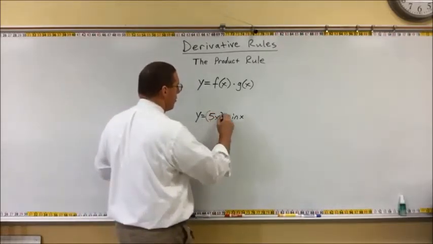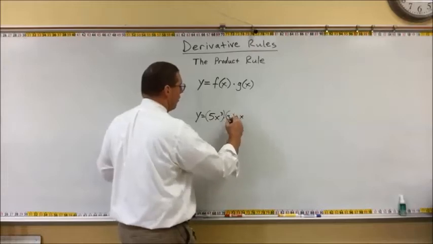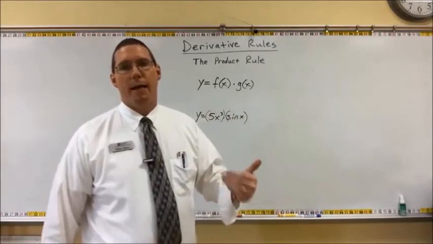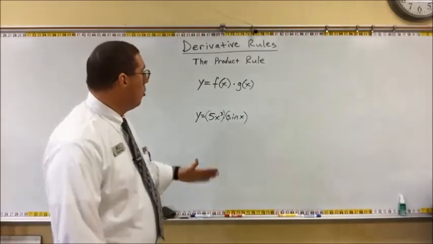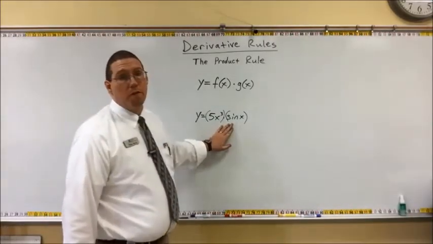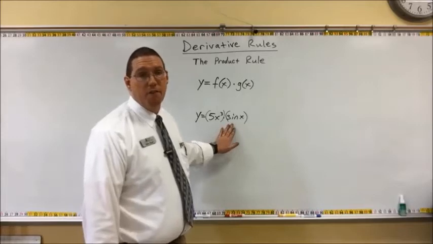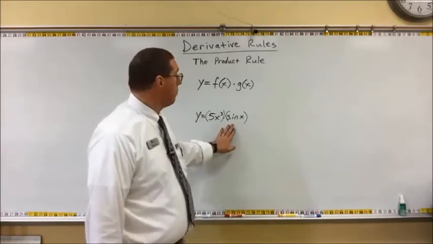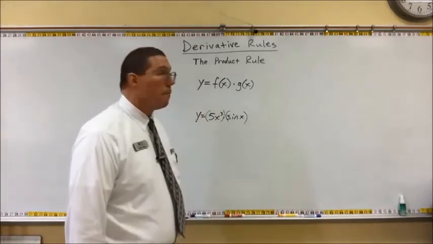As you can see here, you have two functions. One of the functions is a polynomial function. The other function is a trigonometric function, and they are being multiplied by each other. So we need a special rule for finding the derivative of this function because it is a more complicated kind of function, okay? So we're going to use the product rule.